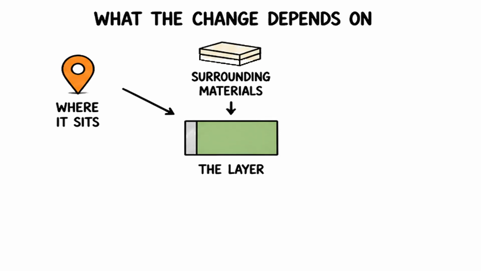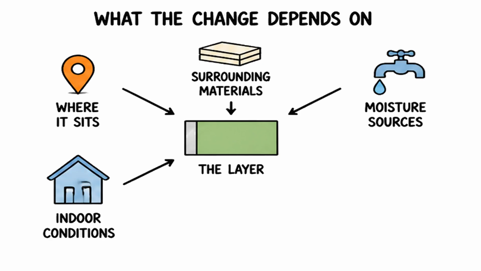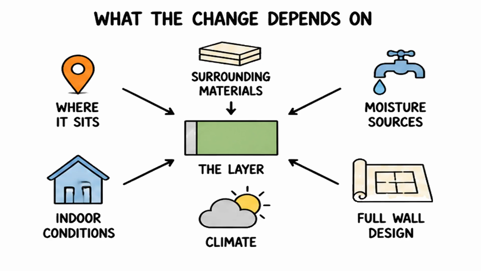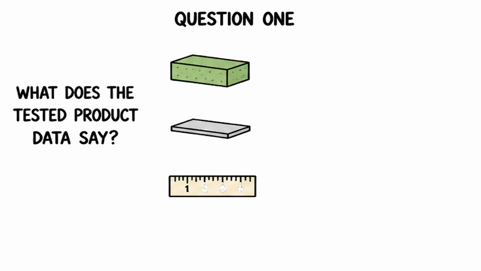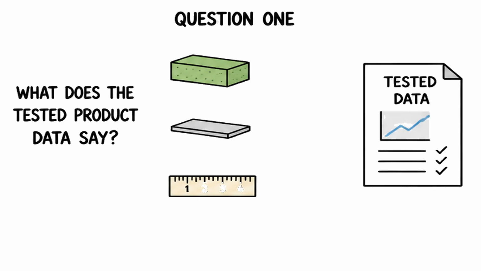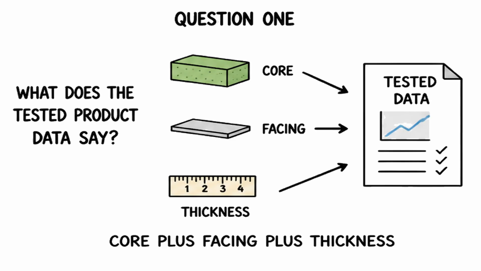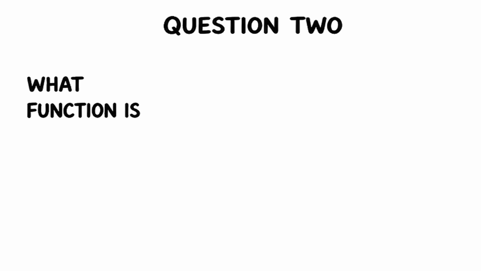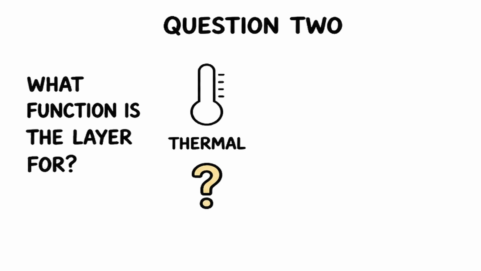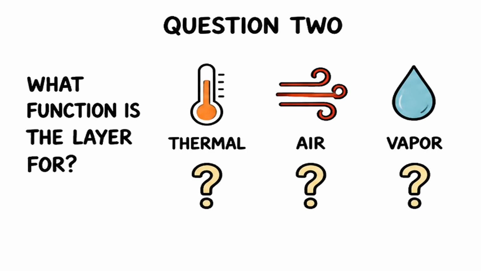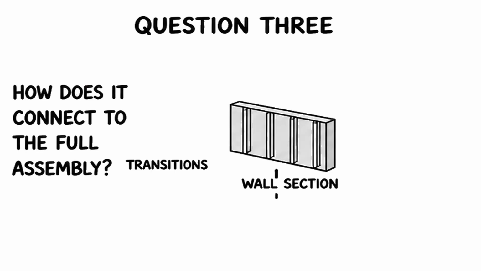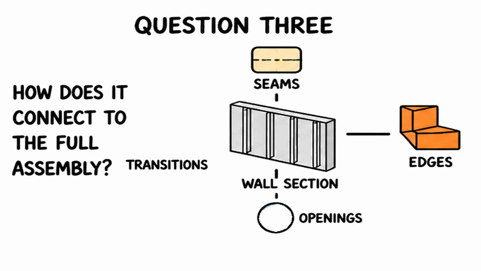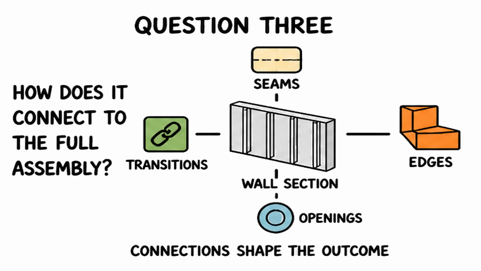Whether the change matters depends on where the layer sits, what surrounds it, moisture sources, indoor conditions, climate, and the full wall design. Before comparing foam boards, start with 3 questions. First, what does the tested product data say? Core, facing, and thickness all matter. Second, what function is the layer intended to perform? Thermal, air, or vapor control? Each function has different requirements. Third, how does the layer connect to the full assembly? Seams, edges, openings, and transitions all shape the outcome.